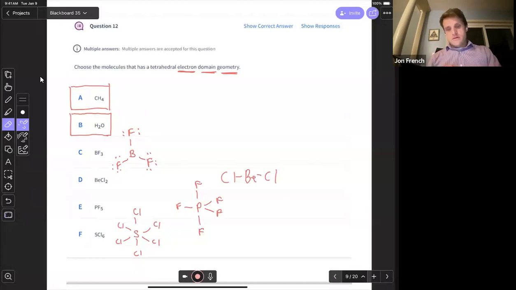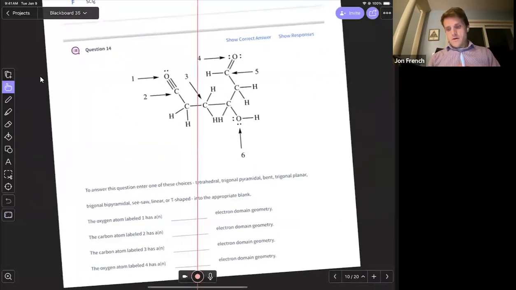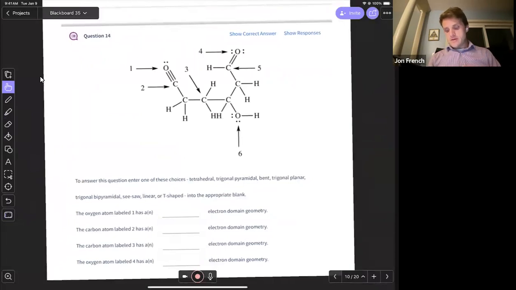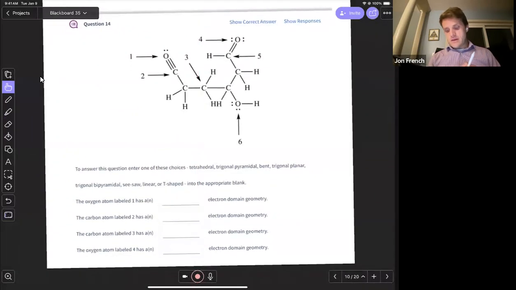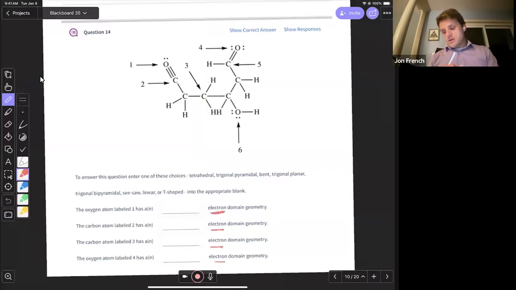Question 14. All right, question 14. A few of you are emailing me about this question as well. And again, I think it's just the reading. They're asking for the electron domain geometry, which in not every case is the same as the molecular geometry. So just be careful what we're asked for. So oxygen 1, I've got 2 domains, so our electron domain geometry would be linear.